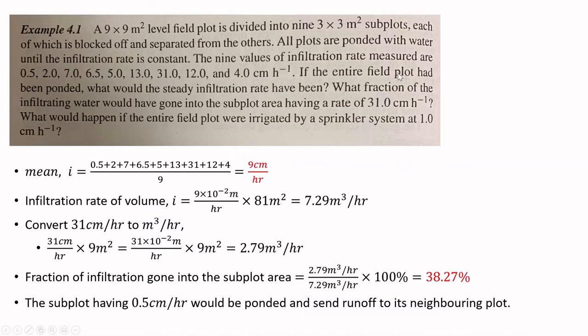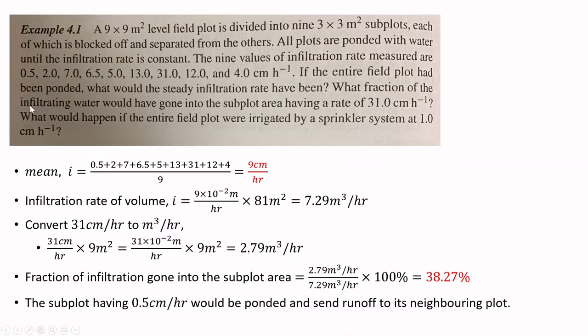So if the entire field plot had been ponded, what would the steady infiltration rate have been? Here we can calculate the mean. We take all these values, add them up, and divide by 9, so you get the mean value. The mean value is 9 centimeters per hour. So that's the answer for this question.